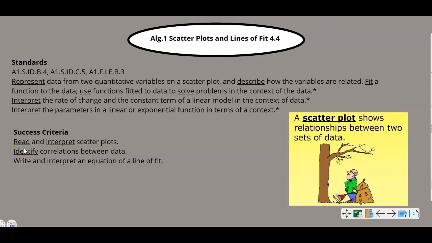You need to be able to read and interpret scatter plots. You need to be able to identify correlations between data, and you need to be able to write and interpret an equation of a line of fit. Again, remember these success criteria, these sentences here come directly from being able to meet the state standards. So this is what we consider very important to do.